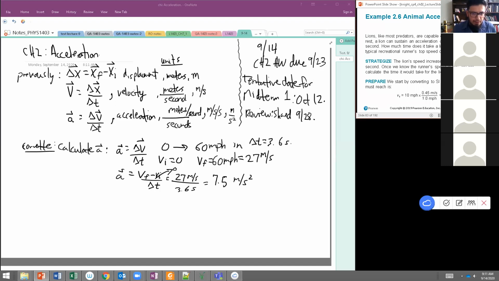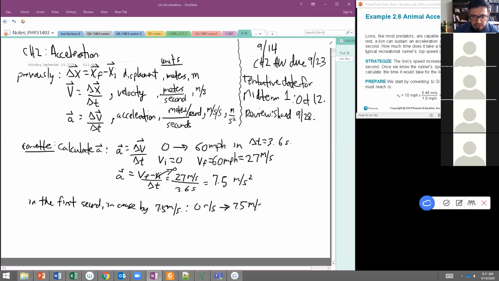So really what's happening in this case is, because we have this acceleration of 7.5 meters per second squared, you can say, if you were going to write this down in English, in the first second, you increase by 7.5 meters per second. So you go from 0 meters per second to 7.5 meters per second.